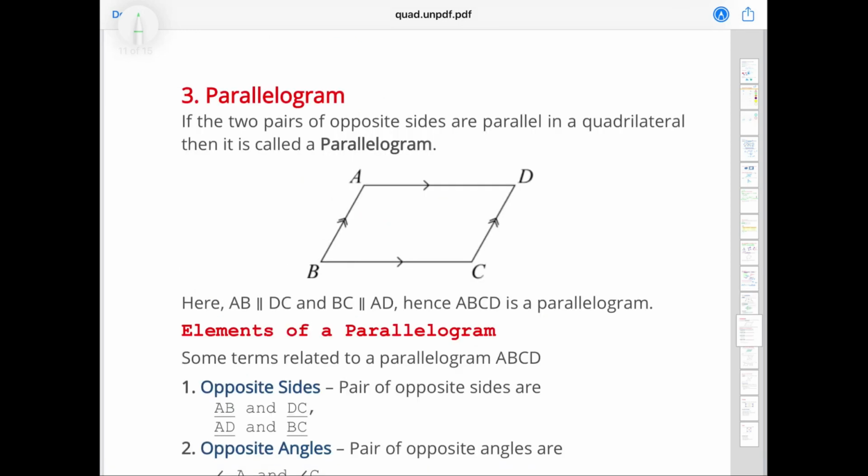The next topic is the parallelogram. In the parallelogram, opposite sides are parallel. So this is a parallelogram, opposite sides are parallel. Now in the parallelogram, opposite angles are also equal. The diagonals are not equal.